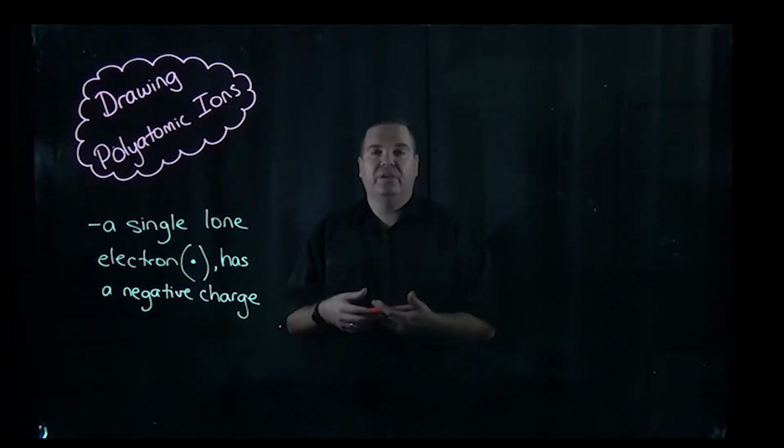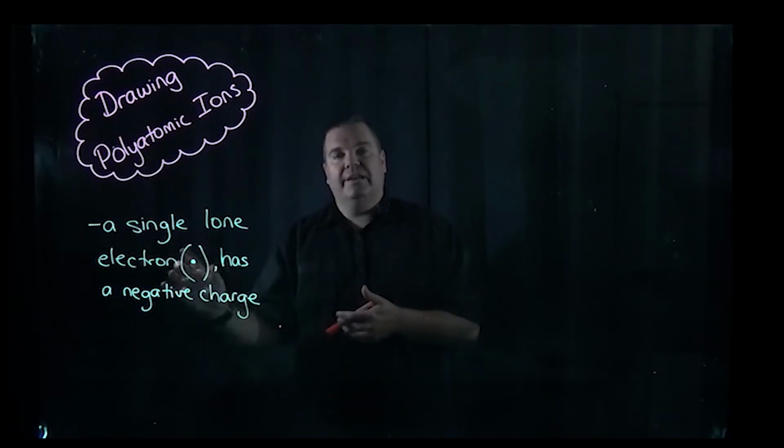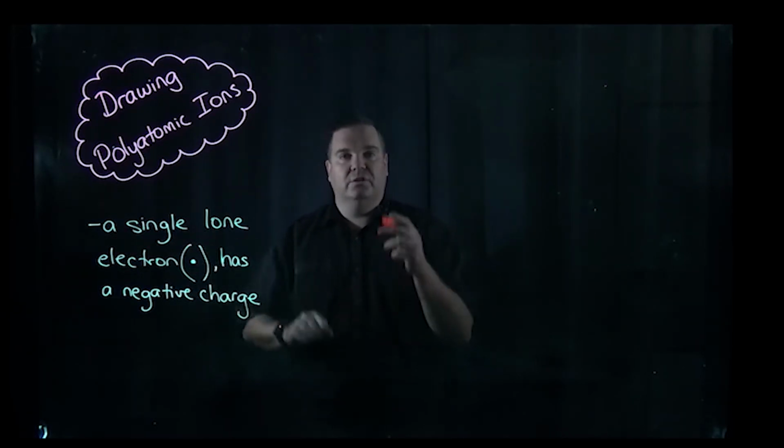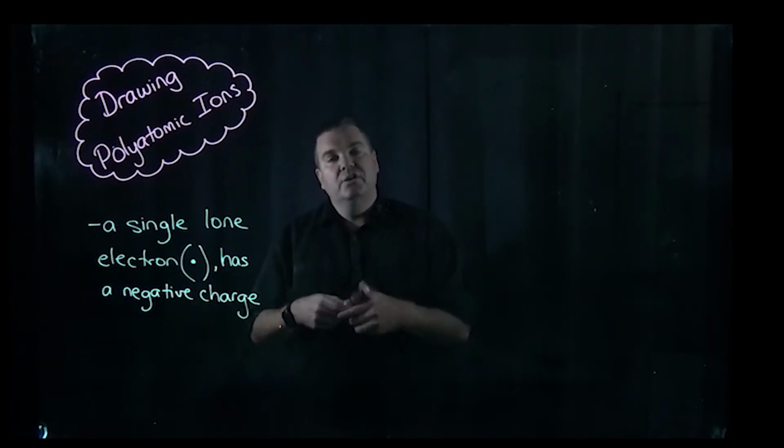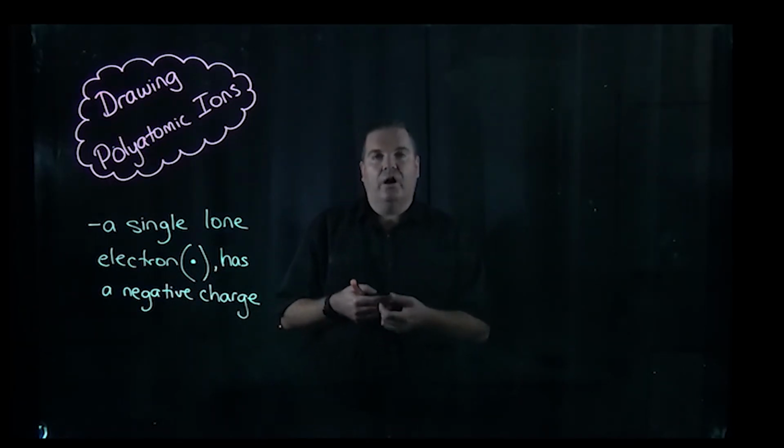The key point is that a single lone electron, which is represented by a dot when we draw electron dot structures, has a negative charge. So if we have a negative charge on an ion, such as a 2-, that means we need to have two individual lone dots somewhere in there.